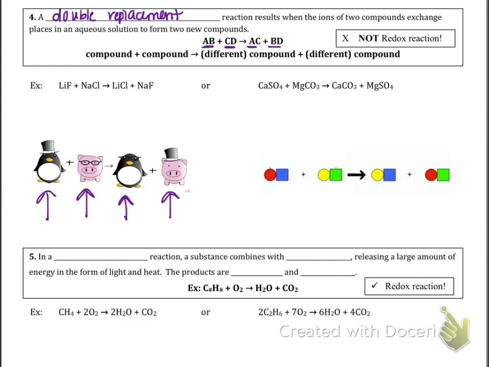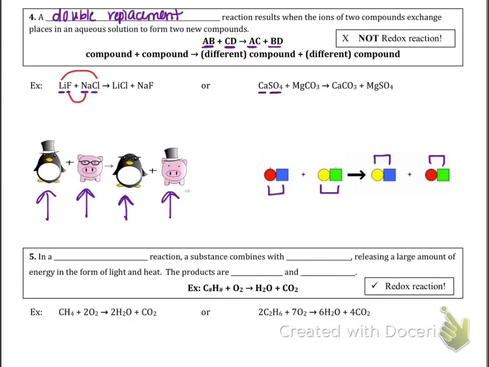Okay, so if you look here, red circle, blue square, yellow circle, green square is now going to change partners. Yellow circle with blue square, red circle with green square. So you have to have a total of 4 things, 4 elements or polyatomics, right? So here's lithium and fluorine, sodium and chlorine, and now they're going to switch partners. Lithium is now going to go with chlorine, and sodium is now going to go with fluorine. So they're all about switching partners.